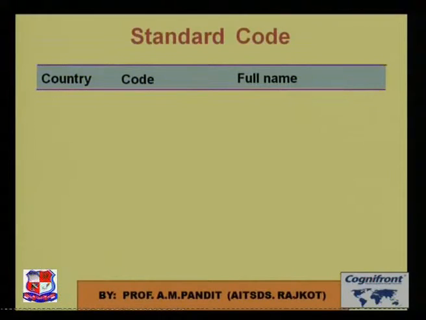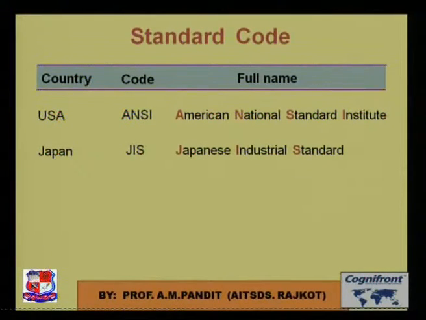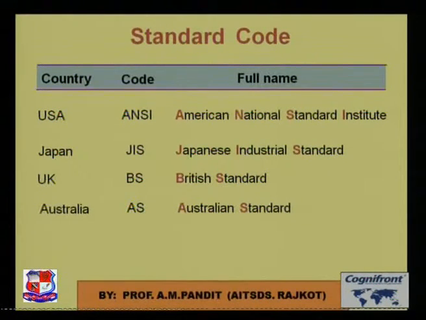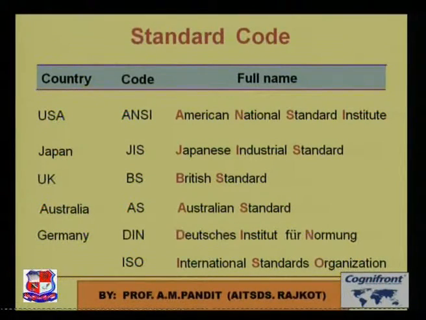There are a few countries using different standards. The USA is using ANSI, that means American National Standards Institute. Japan is using JIS, Japanese Industrial Standard. The UK is using BS, British Standard. Australia is using AS, that's Australian Standard. Germany is using DIN, that's DIN Standard. And last one, ISO, International Standards Organization.